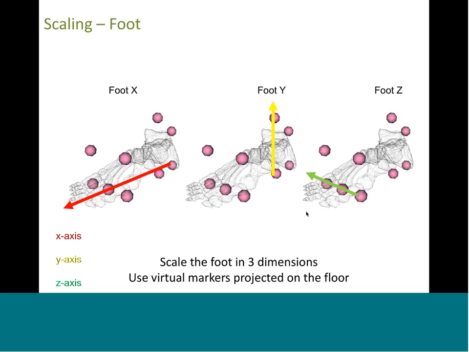In the X dimension, our scale factor is calculated using the distance between the projected heel marker and the projected toe marker. It's between the projected heel marker and the marker that's placed in between the projected toe and projected 5th metatarsal marker. In the Y dimension, we use the distance between the ankle joint center and the projected ankle joint center. And in the Z dimension, we use the distance between the projected toe marker and the projected 5th metatarsal marker.